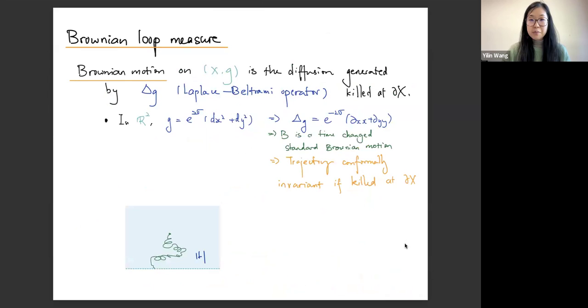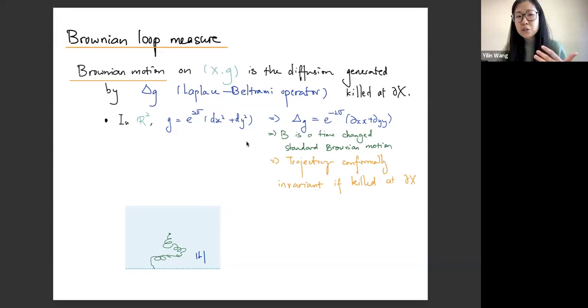But let me first say, for people who are not probabilists, what even is Brownian motion on a Riemann surface? To define it, you use the Laplacian operator on the Riemannian surface. If the metric is not complete, there's a certain chance that Brownian motion would hit the boundary in finite time. In this case, I would just stop my process at the boundary.